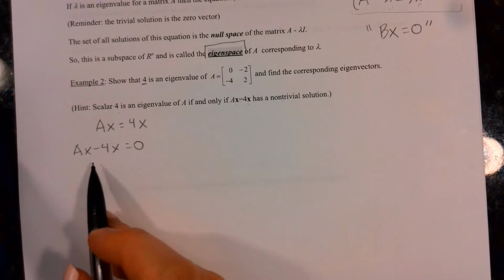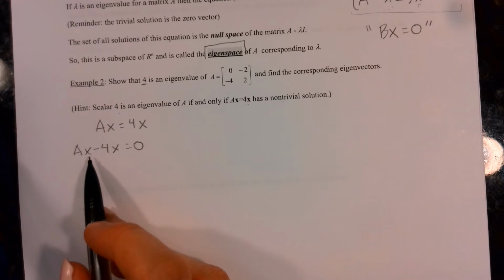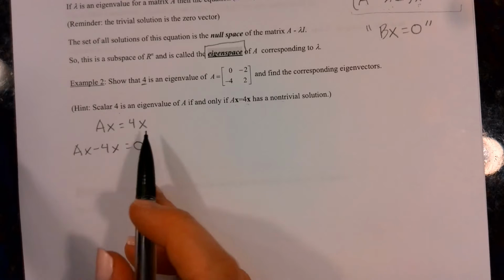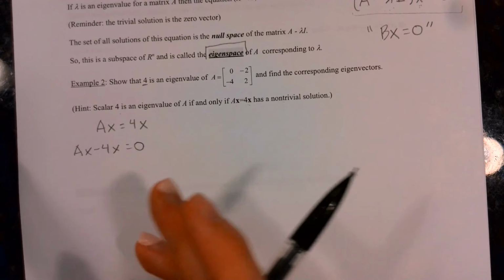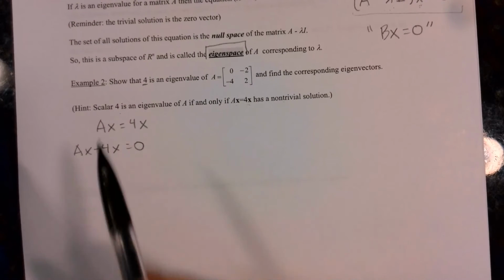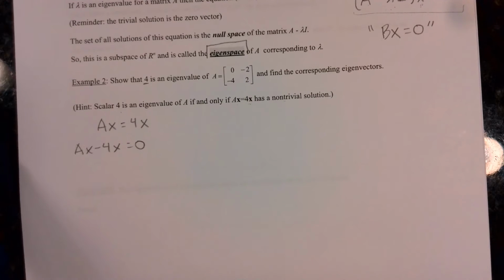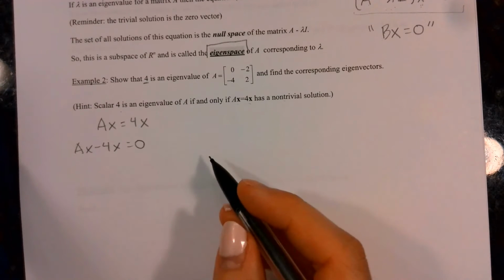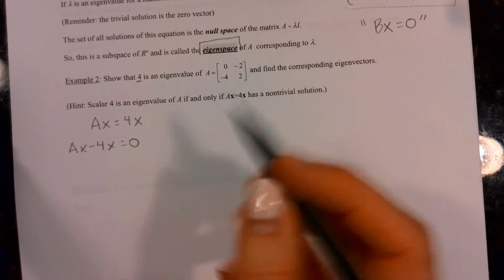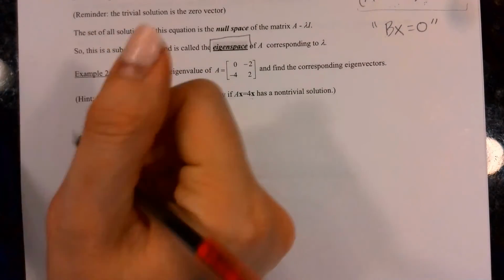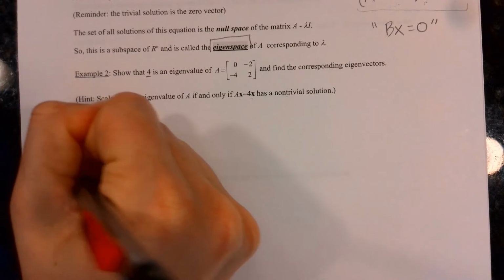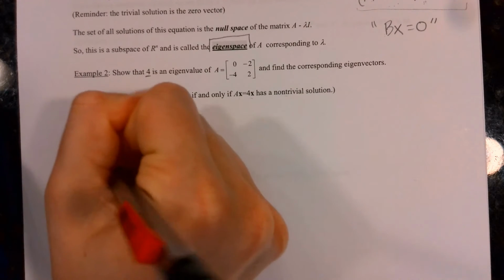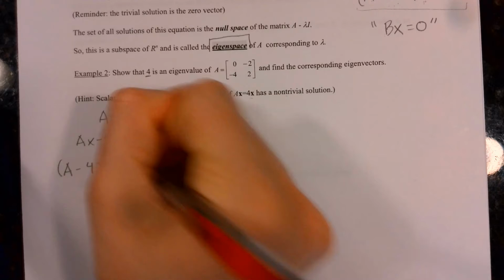You can see why we want non-trivial solutions, because if I put 0 in for x, then 0 equals 0, hooray. It's not what we want, because 0 will always work for this kind of thing. We want the interesting solutions, the ones that are not the 0 vector. So if I set it up like I did up here, doing some factoring, this will be A minus 4 times the identity matrix times x equals 0.